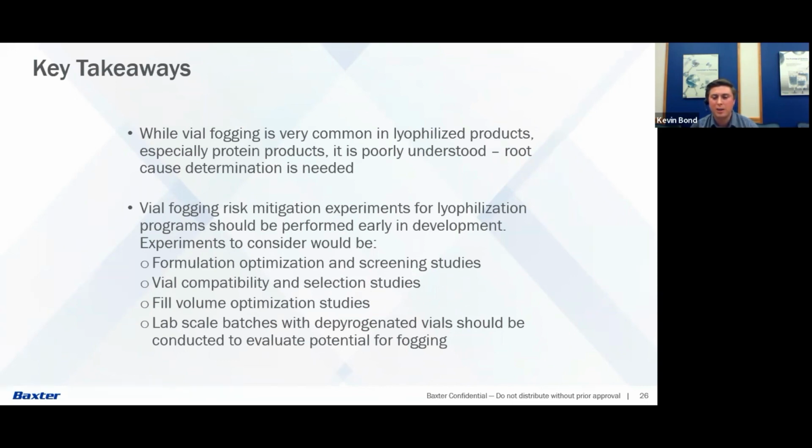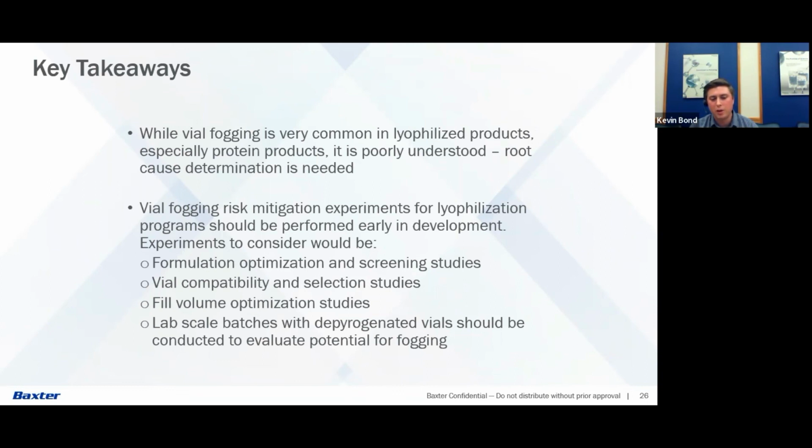I also believe that vial fogging risk mitigation should be performed early to help ensure that you don't make it in a program to a PPQ or commercial batches, and then figure out that you have severe vial fogging that leads to high rejection rates. So, some studies that you might consider as a part of a development program would be formulation studies, vial compatibility studies, and fill volume optimization, again, especially if you know that your formulation might have a risk for vial fogging.